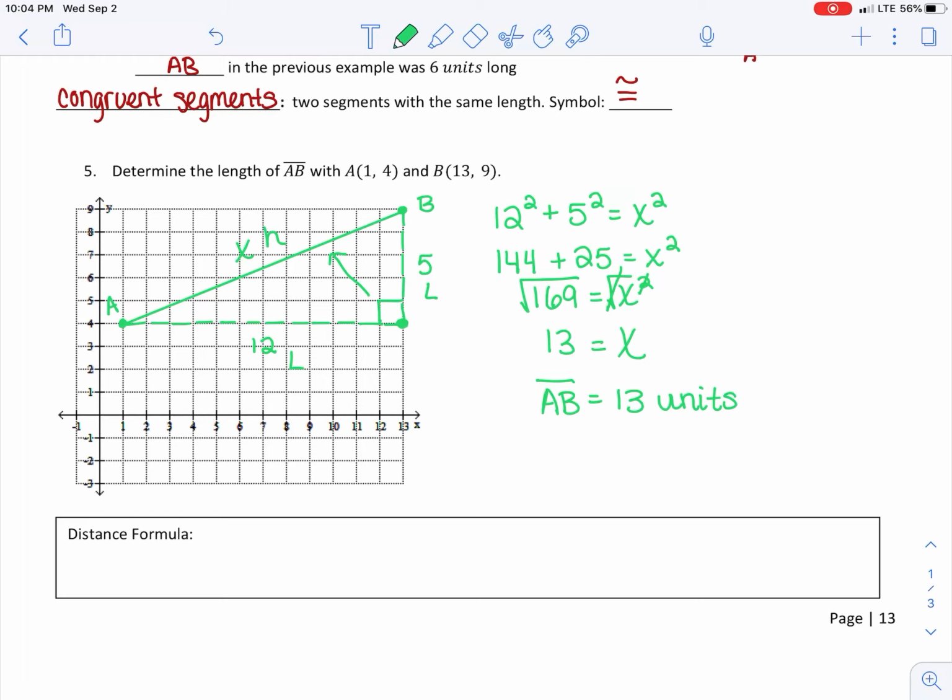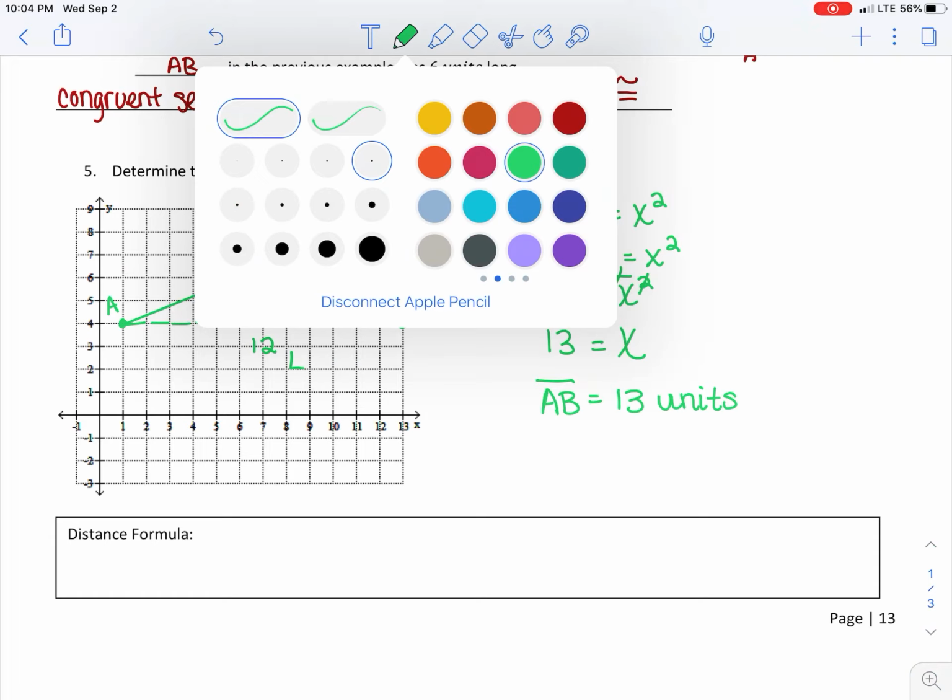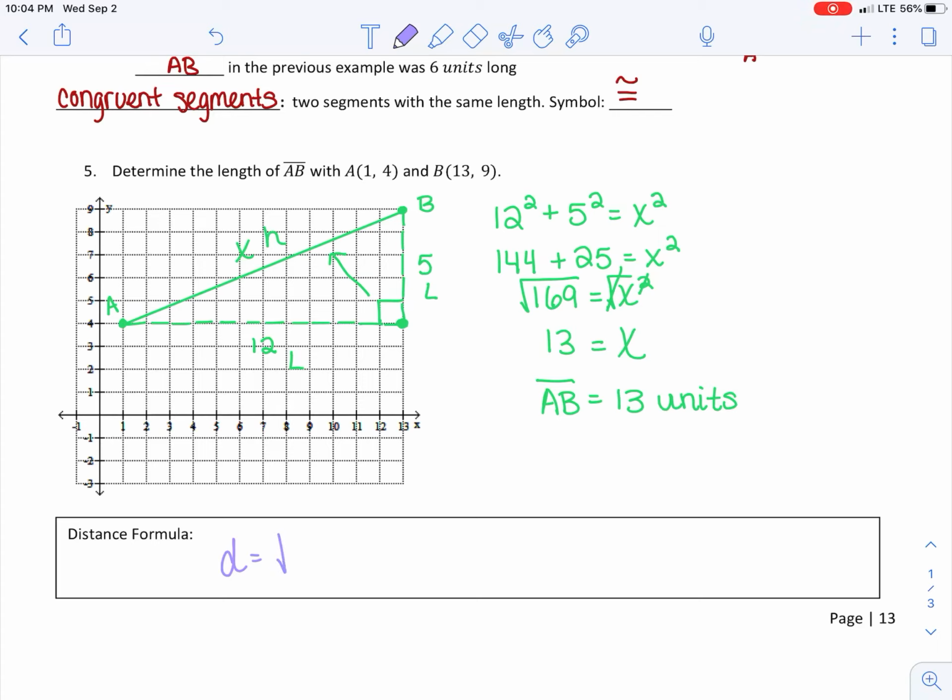So that is one way to find distance whenever we're on the coordinate plane. Now there is another way to find distance, and that is what we call the distance formula. They really got creative with the naming of it. So to find distance, we can also use the distance formula, where D, the distance, is equal to the square root. Draw a really long square root symbol, because we're taking the square root of x2 minus x1, and we're squaring that quantity, plus y2 minus y1, and we're squaring that quantity. I know that distance formula looks scary, but once we start using it, it's really not going to be that bad, I promise.